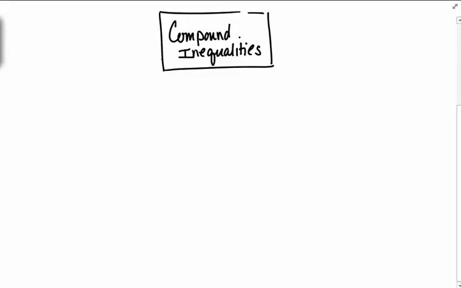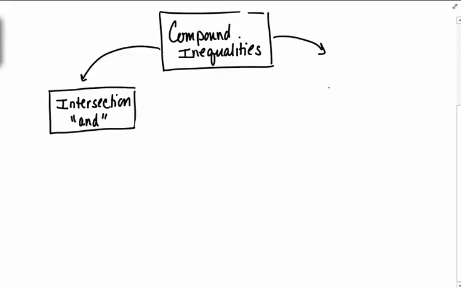The two types of compound inequalities we have are intersection inequalities, and the word "and" is going to be the identifier for these. And the other kind of inequalities we're going to look at are union inequalities, and the word "or" is going to be the identifier for these. For each type of inequality, we're going to look at how these are displayed analytically, what words can describe these, and we're also going to look at graphs and some possible solutions.